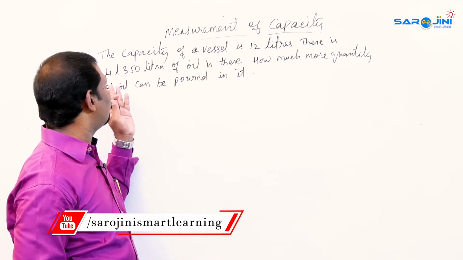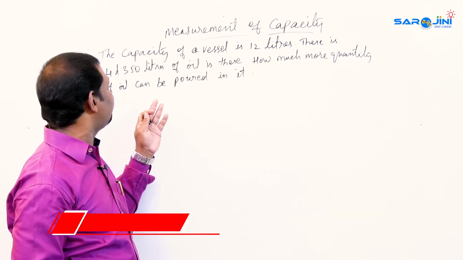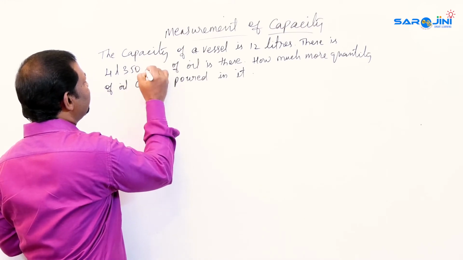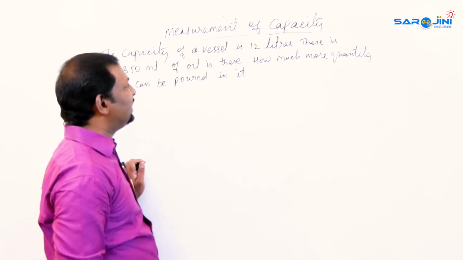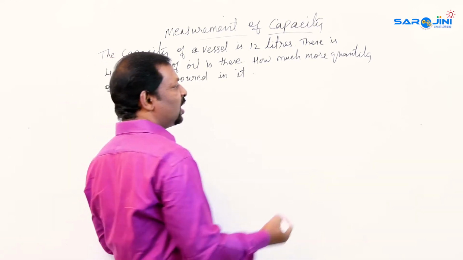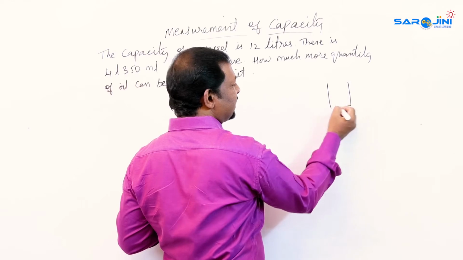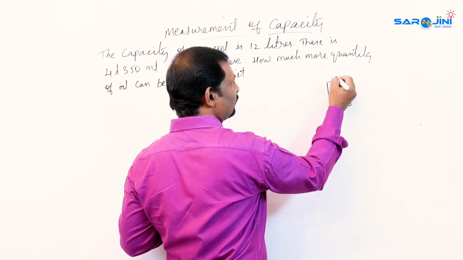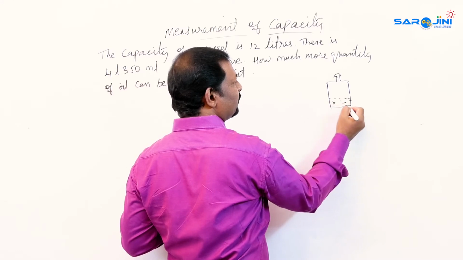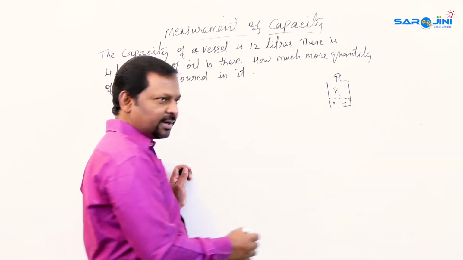And there is 4 liter 350 milliliters of oil in that vessel. So how much more quantity can be poured in it? Suppose there is a can, and already some oil is there. So still, how many liters of oil can we pour in it?